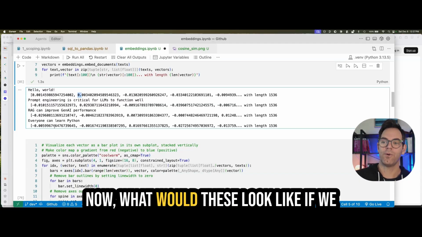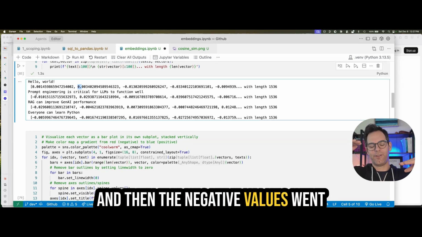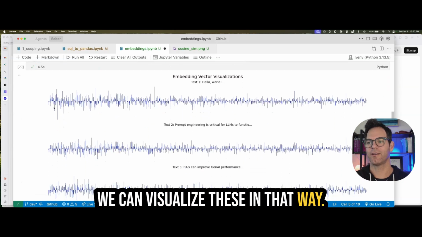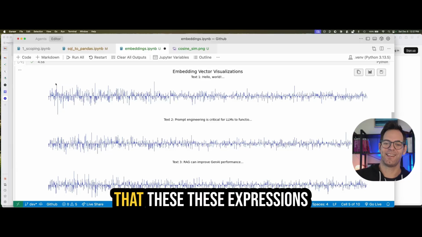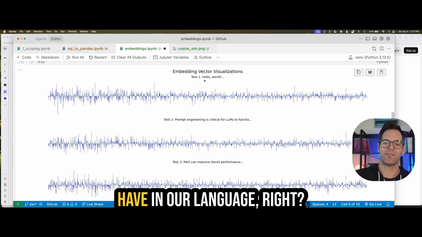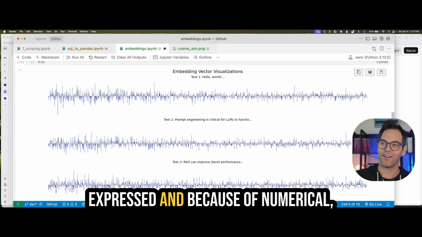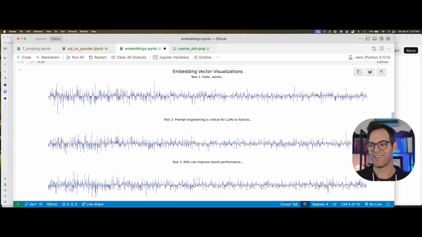Now, what would these look like if we put them on a line and then the negative values went down and the positive values went up? Well, you can visualize these in that way, and here they are. So think of these as the fingerprint that these expressions have in our language, right? So this is how they can essentially be expressed, and because they're numerical, they can be compared, contrasted.